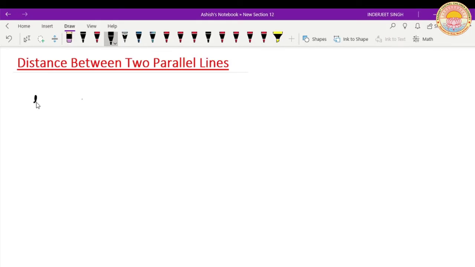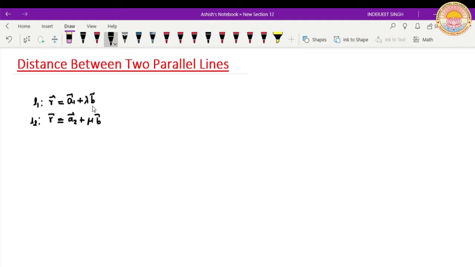Let us consider two parallel lines. Say the first line is vector r is equal to vector a1 plus lambda times vector b, and suppose the line L2 is vector r is equal to vector a2 plus mu times vector b. Here we can see that vector b is the same in both the lines. Therefore we can say that line L1 is parallel to L2.